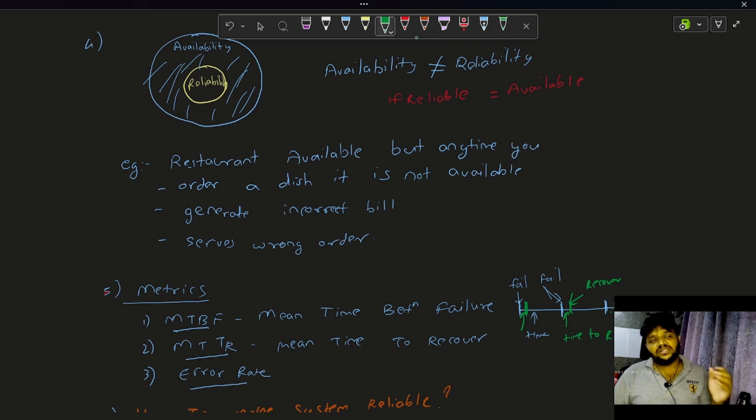The third thing is error rate. The number of requests that we are sending, how many requests are successfully executed and how many requests are failing. The lesser the better. The fewer requests are failing, the lower the error rate, the better the experience for the customer. So again, this is the third metric, error rate. So MTBF, mean time between failures, MTTR, mean time to recover, and the third is error rate.